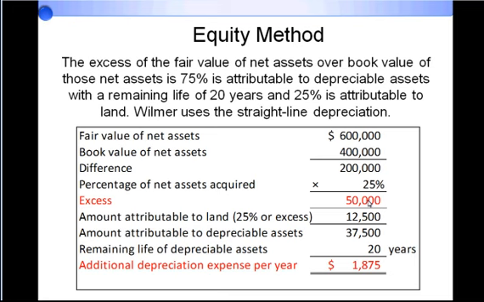So the excess that we get is $50,000. That's how much excess we have to worry about. 25% of that is land, which we can't depreciate. 75% of that, the remaining $37,500, that's the building or the depreciable assets, which we can depreciate. So what we're going to do is depreciate that over the 20-year life. So we get an additional 1875 depreciation.